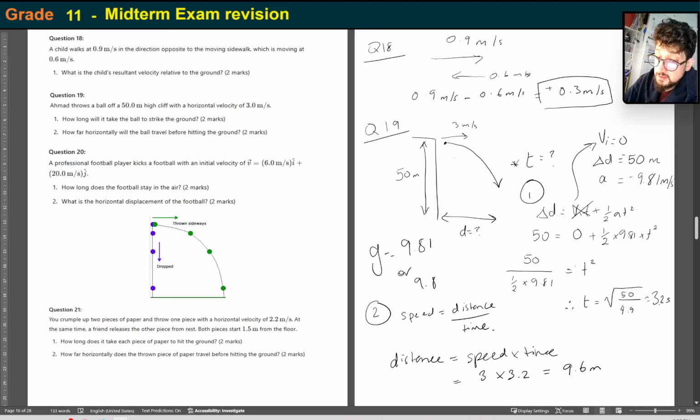How far horizontally? We don't actually need to say direction or anything. It's just asking for magnitude. So 9.6 meters is fine. Okay, that's how you answer that one.